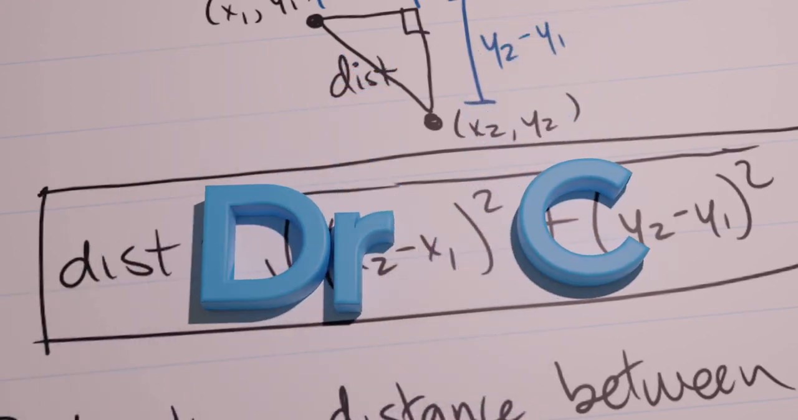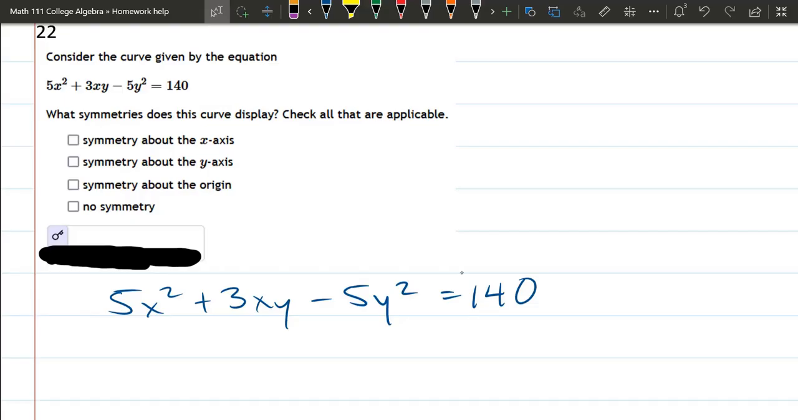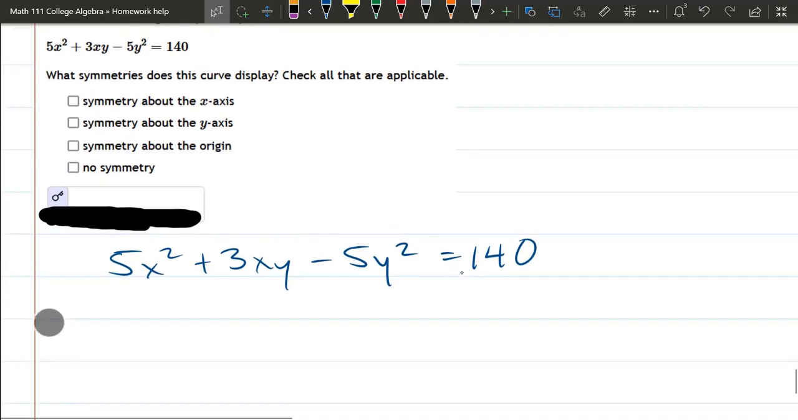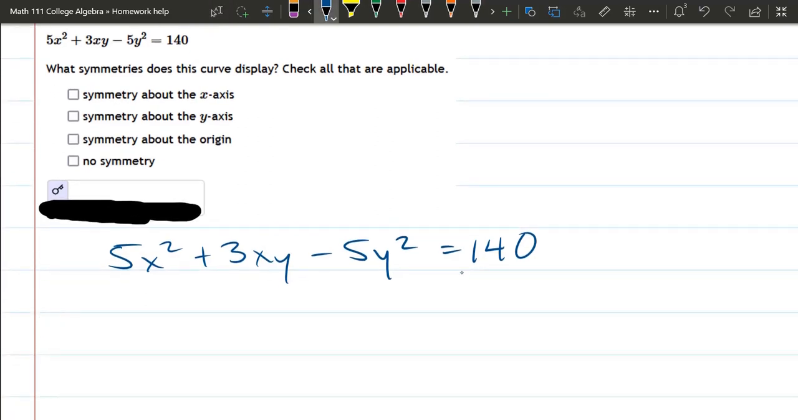We're going to look at the symmetry of this equation. Now, this does have an x squared and a y squared term. I usually just look for x-axis symmetry first, just out of habit. So let's check for x-axis symmetry first. We're going to swap y with negative y.